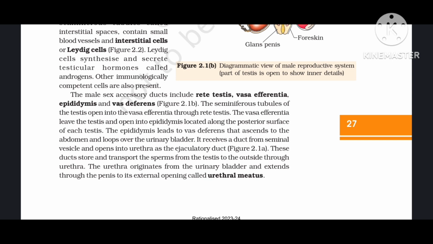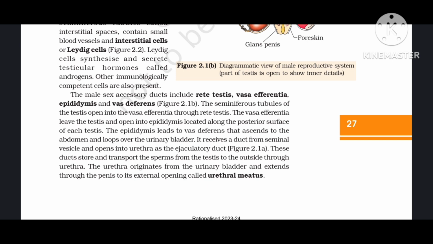The regions outside the seminiferous tubules, called interstitial spaces, contain small blood vessels and interstitial cells or Leydig cells. Leydig cells synthesize and secrete testicular hormones called androgens. Other immunologically competent cells are also present.